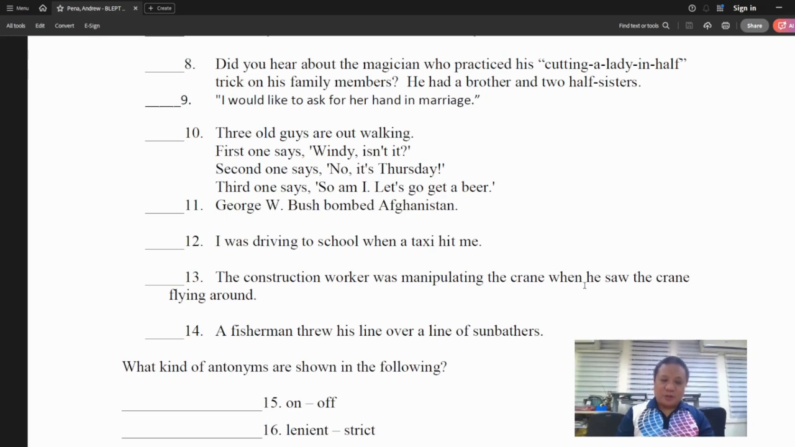Number 11, George W. Bush bombed Afghanistan. Was it really George W. Bush? Not really. It's the army controlled by George W. Bush. The close relationship between George W. Bush and the army is an example of metonymy. So it's F, metonymy.